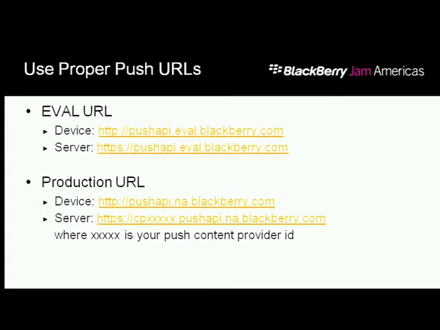And also for the production URL, make sure you're using the content provider ID as well for your server-side URL. So when you go into production, you get a new URL, and then you have to replace the server-side eval URL with the production URL.